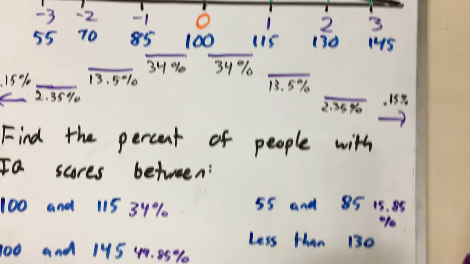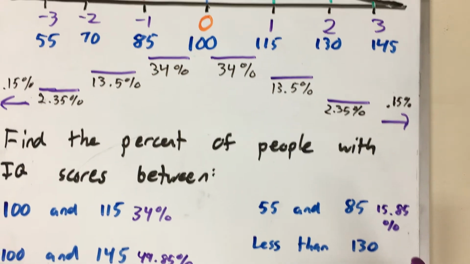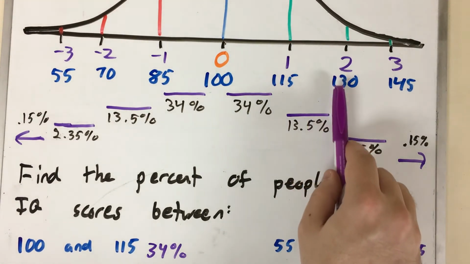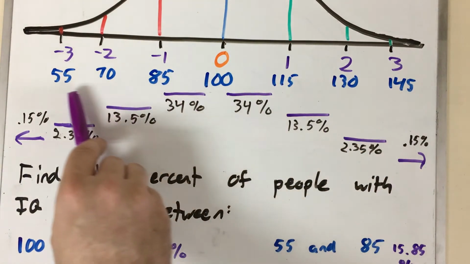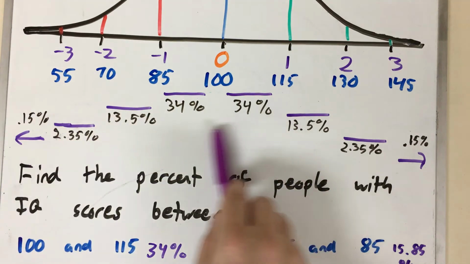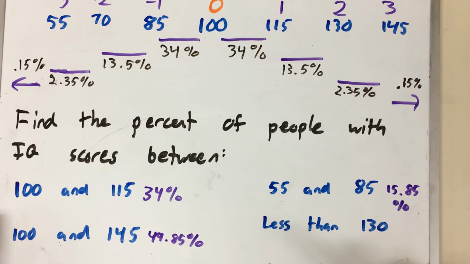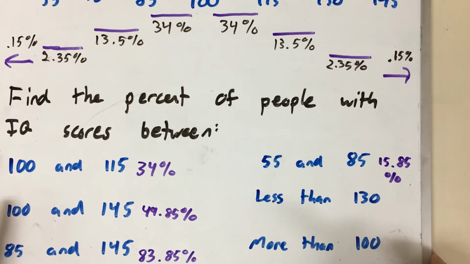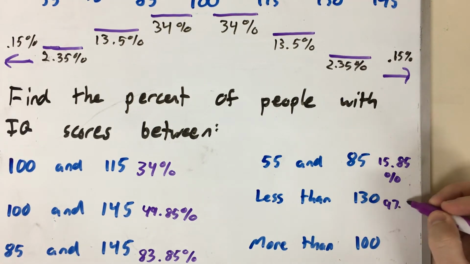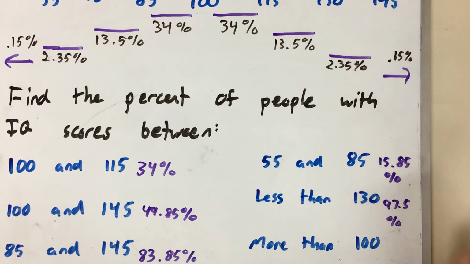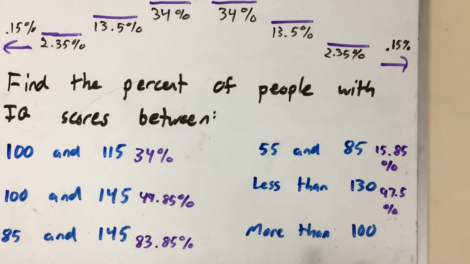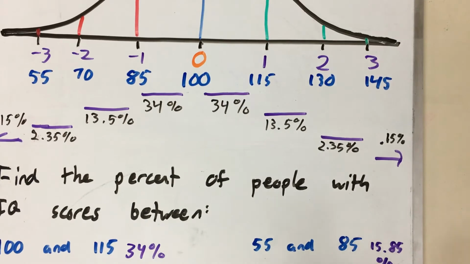Only because if we do see a problem like less than 130, the percentage of people with IQs less than 130, we start at 130 and we just have to keep going all the way over here, adding up everything as we go. So if we add all these together, this would actually give us exactly 97.5%.